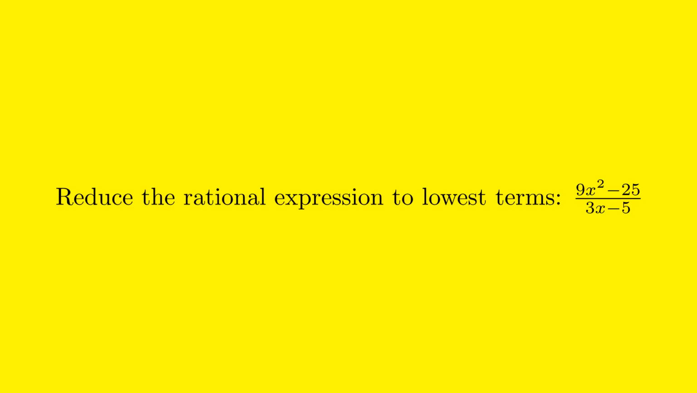Hello and welcome to our instructional video on reducing rational expressions to lowest terms. In this video, we will be focusing on reducing the expression 9x squared minus 25 divided by 3x minus 5 to its simplest form. Stay tuned to learn the step-by-step process to simplify this expression. Let's get started.